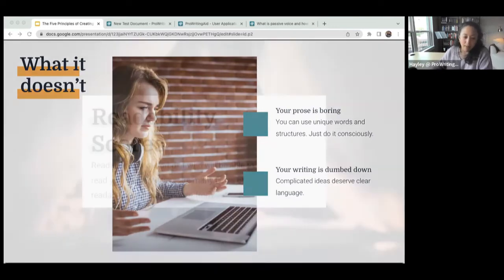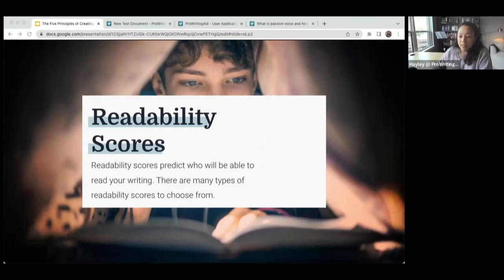So how do you figure out readability? I would recommend using something called a readability score. A readability score is something that will predict who will read your writing. It basically is a score that spits out and says, people who are 12 years old would be able to read this. There are many types of readability scores to choose from, but they all do basically the same thing, which is show who would be able to read your writing.